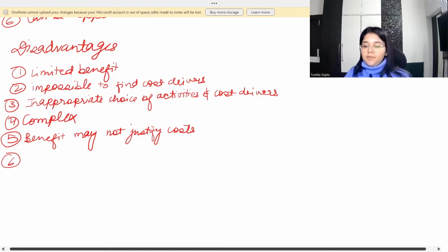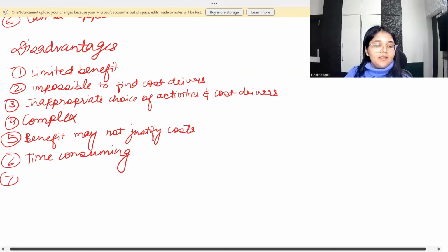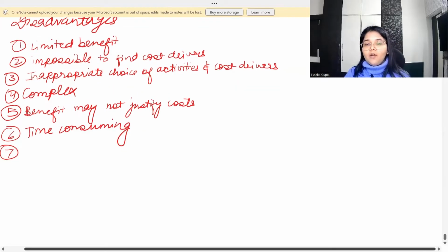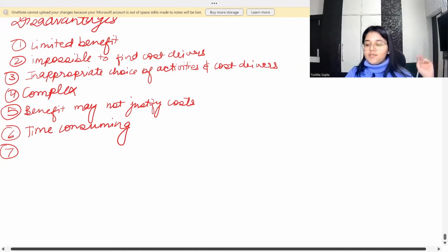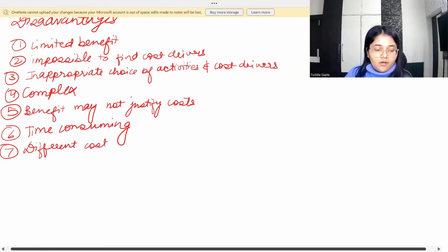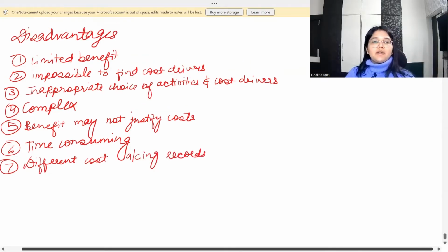Another disadvantage is that it can be time consuming to find the cost pools and the cost drivers. And then the last disadvantage that you can possibly talk about is that different cost accounting records will need to be maintained in order to implement ABC. So different cost accounting records will need to be maintained if you want to implement ABC. So these basically are the disadvantages that you can talk about regarding the activity-based costing method.